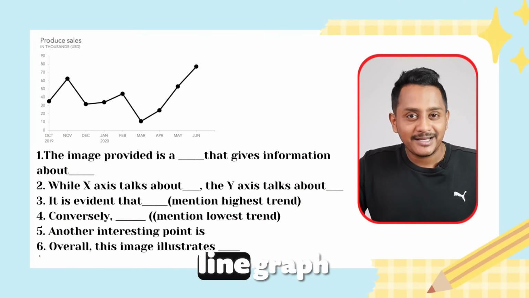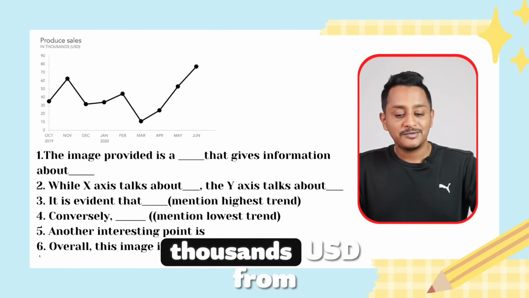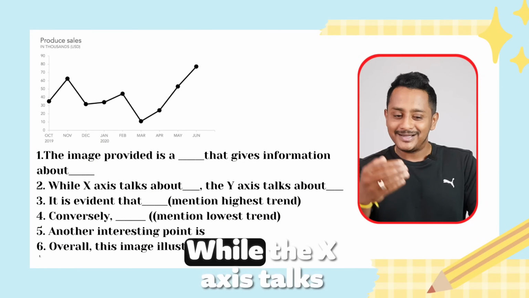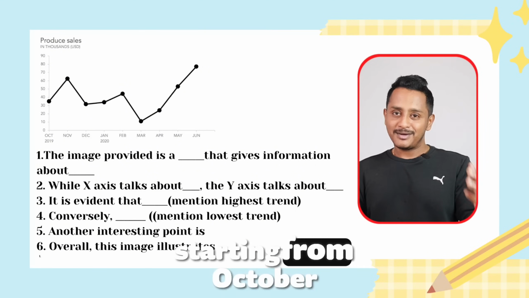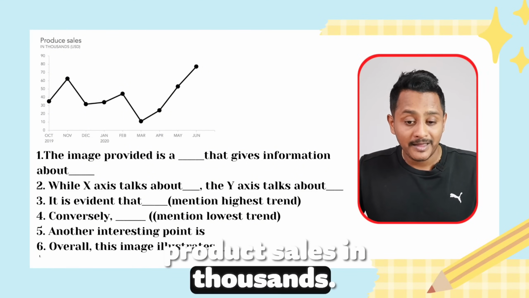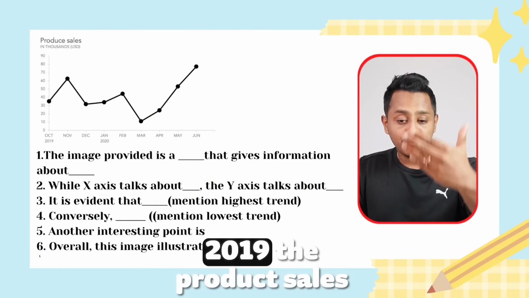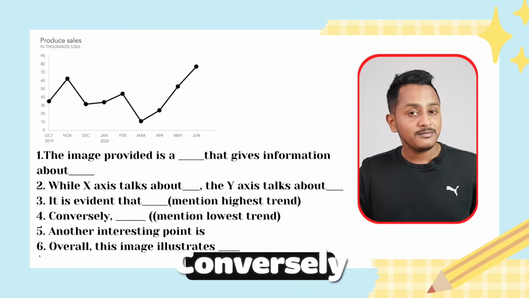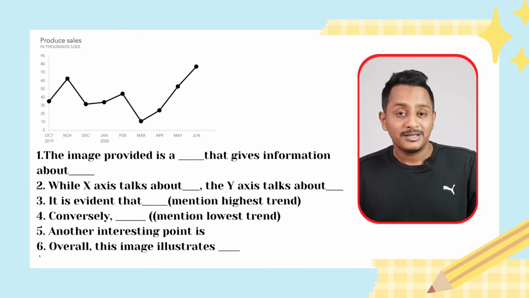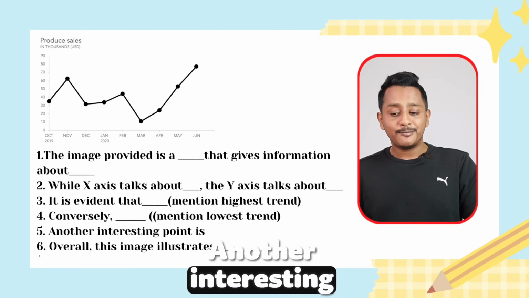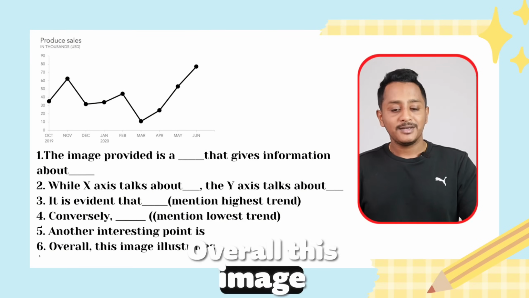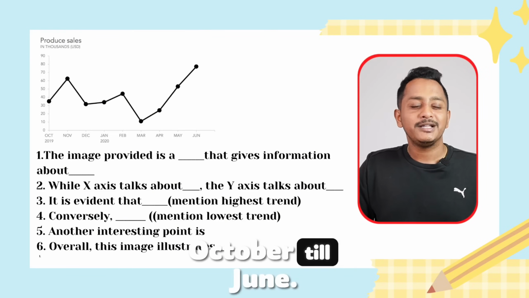The image provided is a line graph that gives information about product sales in thousands USD from October 2019 till the June 2025. While the x-axis talks about all the months starting from October 2019 till the June, the y-axis talks about the product sales in thousands. It is evident that in October 2019, the product sales was only 30,000. Conversely, in the month of March 2020, the product sales came really low, that is only 10,000. Another interesting point is in June 2020, the product sales was at the highest, which is 85. Overall, this image illustrates product sales in thousands from October till June.